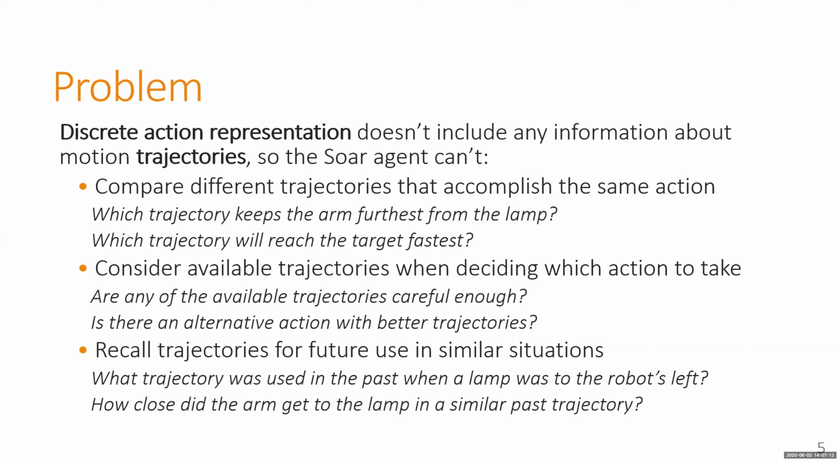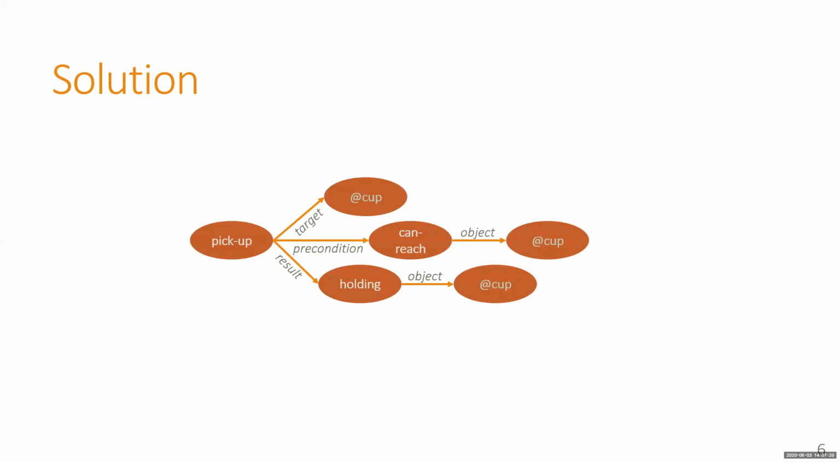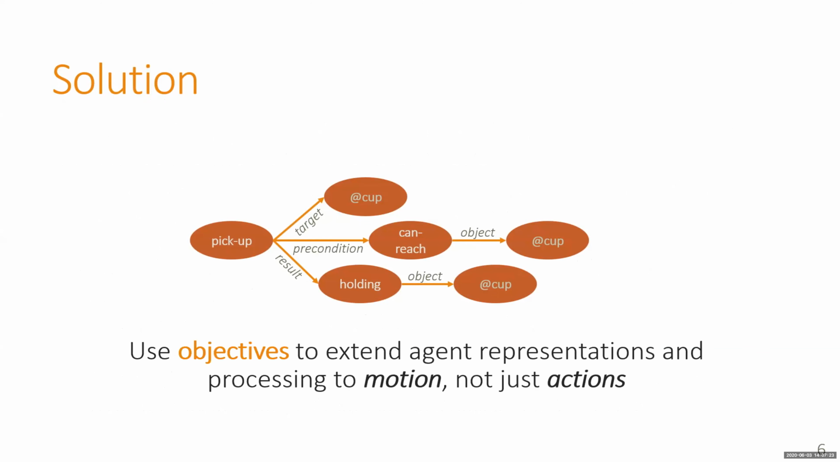My research has been developing a solution to this problem that would actually allow agents to do these kinds of reasoning. At a really high level, the solution that I've been pursuing is to use objectives to extend agents' representation and processing of actions to actually include motion, so geometric information. And when I say objectives, here are a few examples.